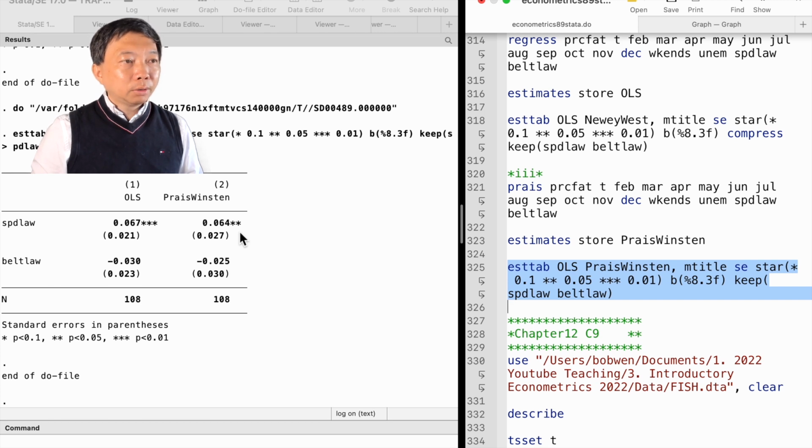The coefficient on the speed law variable is slightly smaller, and its standard error is slightly larger, but it is still statistically significant at the 5% level. The effect of the seatbelt law is still statistically insignificant.